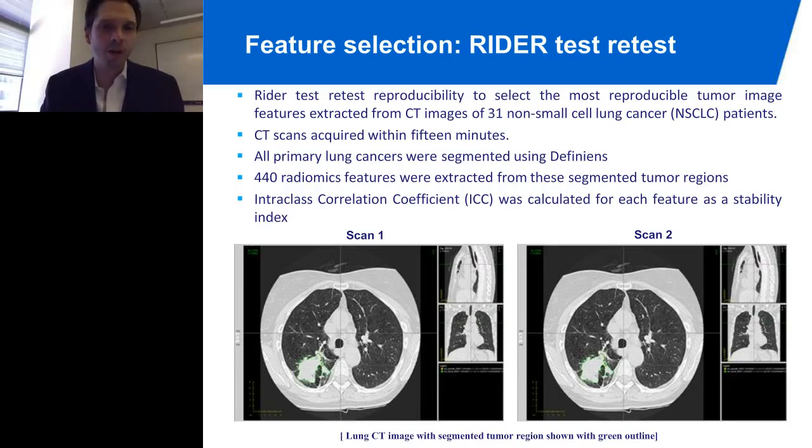And also, the ones that are more stable, we don't know if they are going to be informative, but at least they're stable. So by using such a method as this, we can really get rid of non-robust and non-stable features.